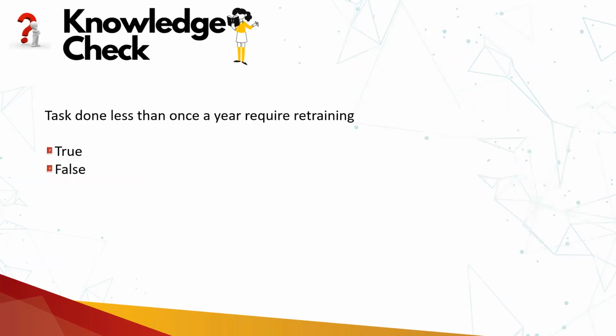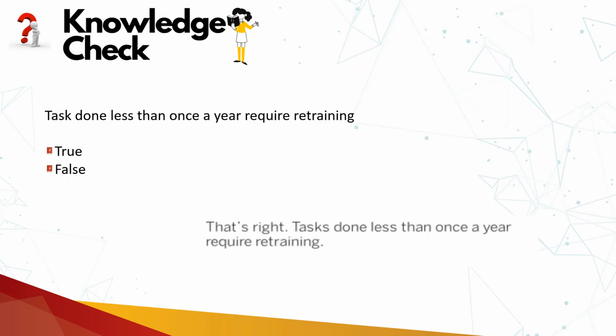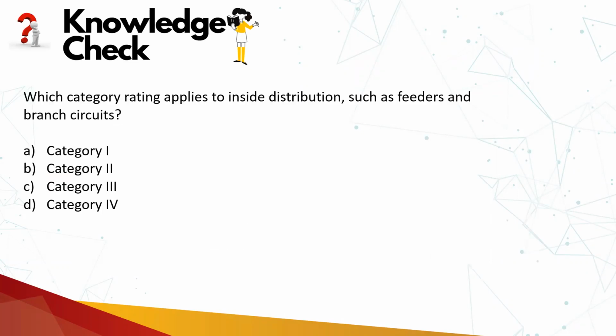Tasks done less than once a year require retraining. We have seen that the tasks which are done less than once per year are part of the retraining requirement. Which category applies to inside distribution, such as feeders and branch circuits? What's your opinion on this one?